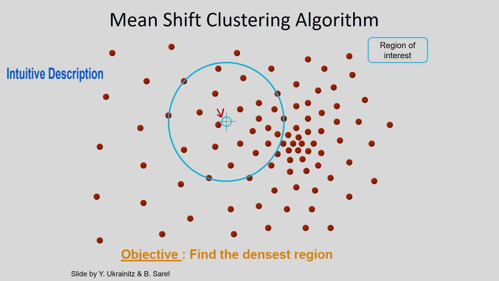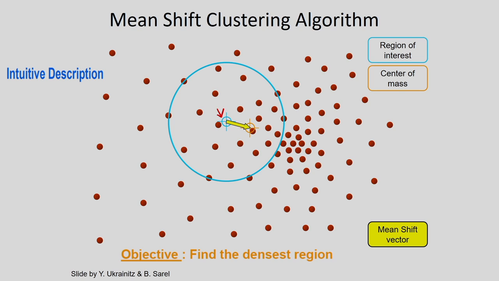Corresponding to these data points, I can find the modes. So this is the dense region, that is the mode of the data points corresponding to this region of interest, that is the center of mass. We can determine it from these data points in the region of interest, because we have to consider the region of interest and the data points within this particular region of interest. So that is the center of mass corresponding to these data points, and based on these two pieces of information I can determine the mean shift vector.